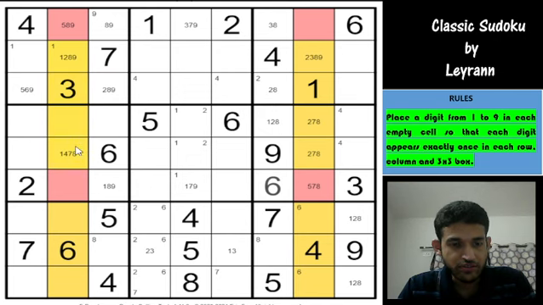Okay, so I think we have eliminated 5 from all the cells we want to. So let us do the highlights. So that was nice to see, right?